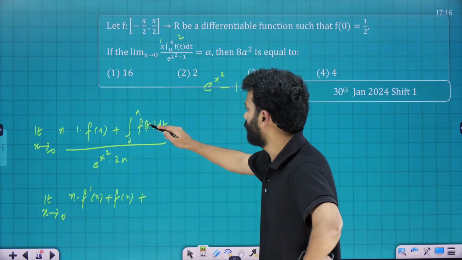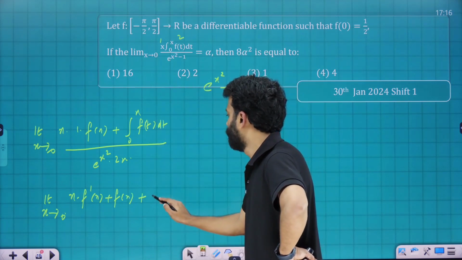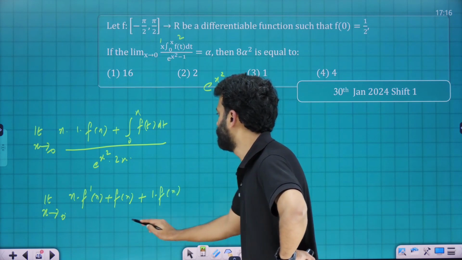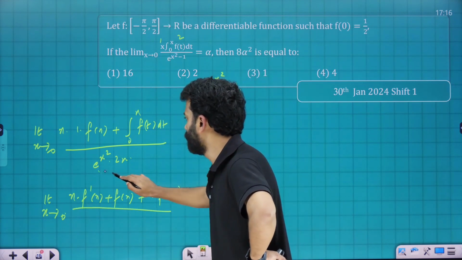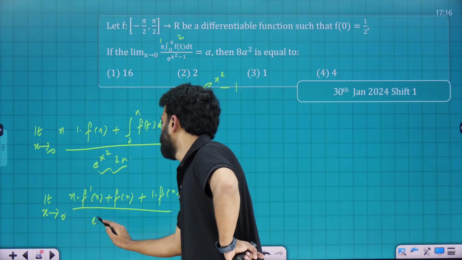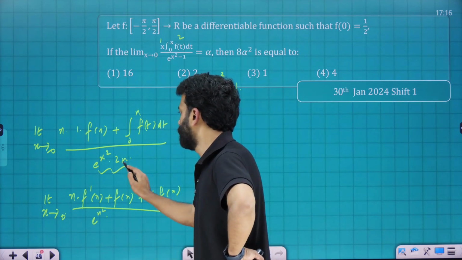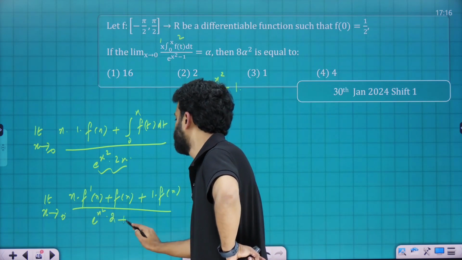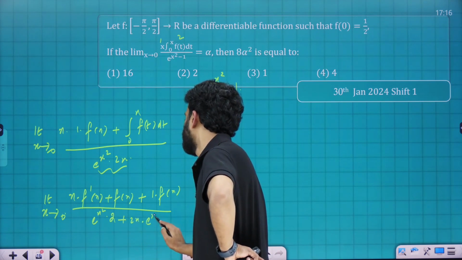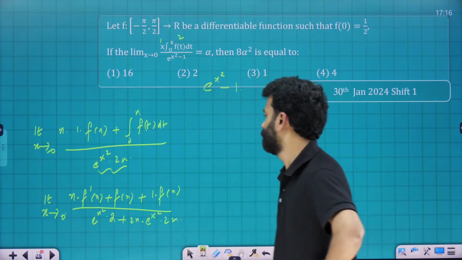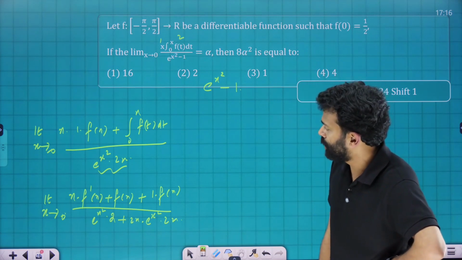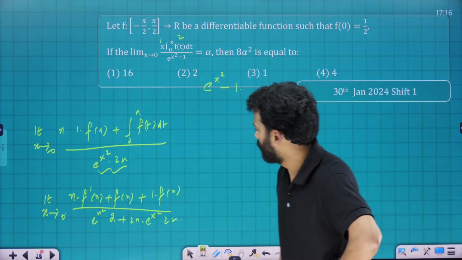Okay, plus here we can apply Leibniz rule directly. You will get 1 into f of x divided by, here we need to apply the product rule, that is e raised to x square into the derivative of this one, what is it? 2 plus 2x into e raised to x square into 2x. Okay, then just apply x is equal to 0.